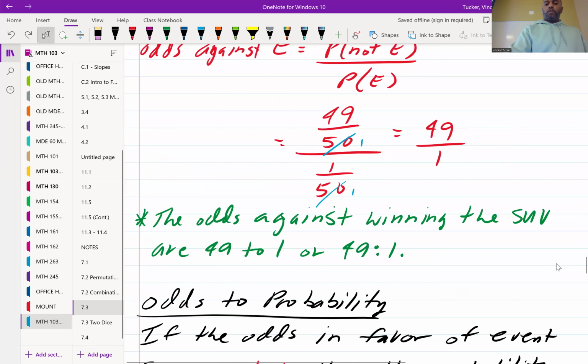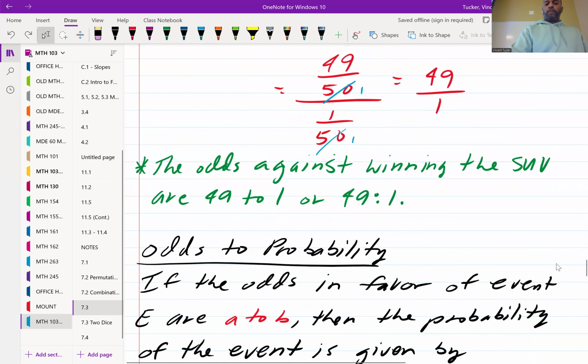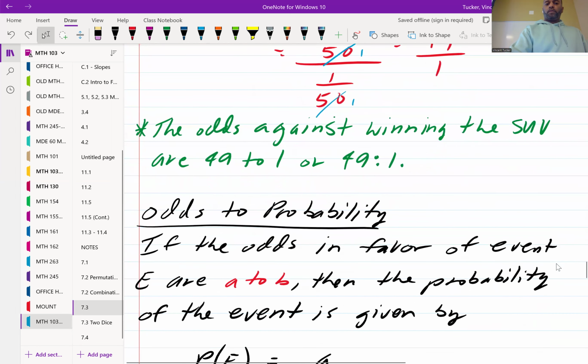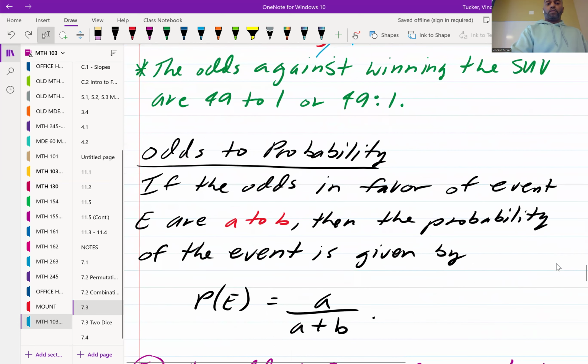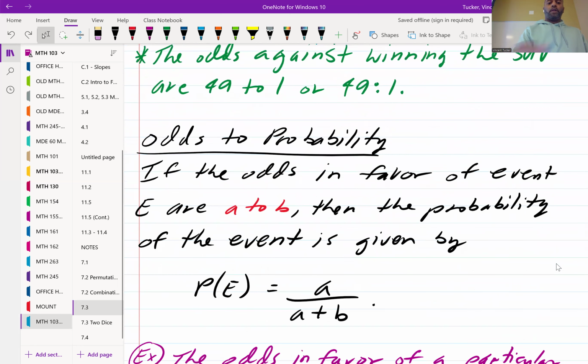All right, next concept, the last basically new concept. I just have a couple of problems to reinforce it. Odds to probability. If the odds in favor of an event are A to B, then the probability of the event is given by A over A plus B.